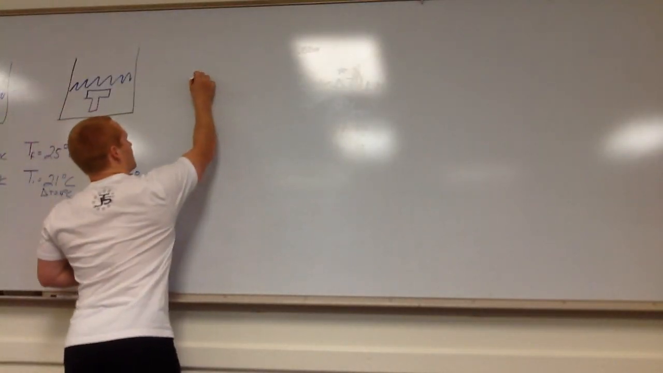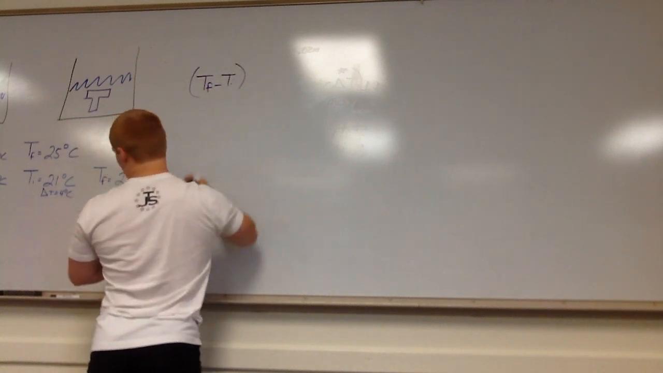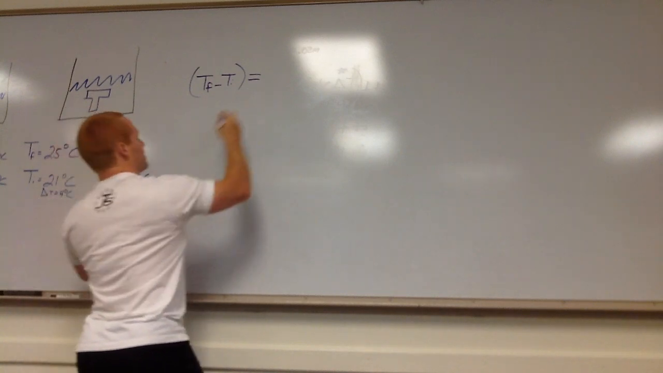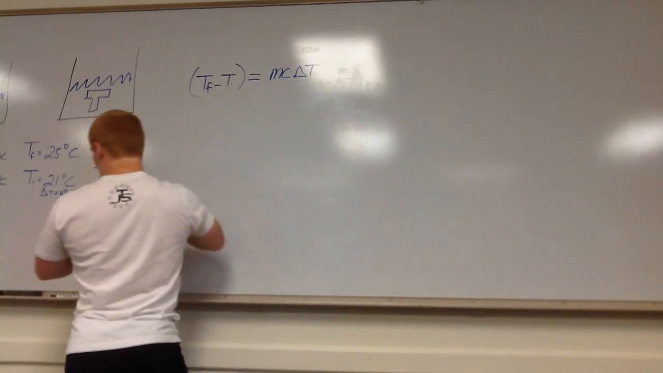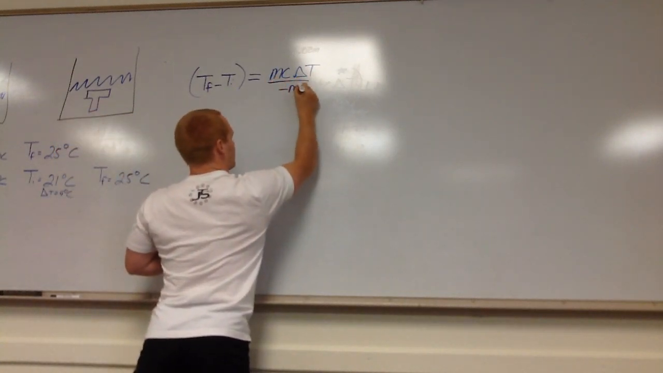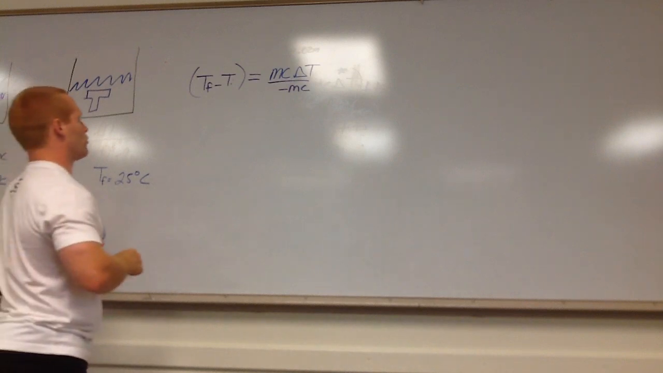So we have TF minus TI, and actually I had it in parentheses, is equal to MC delta T divided by negative MC. So all I did was take the information from down here and rewrite it, just so I had more boardroom.